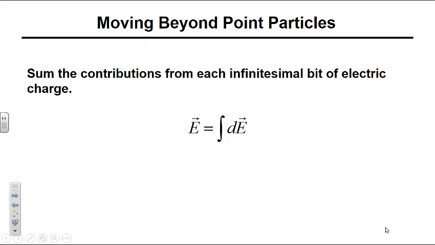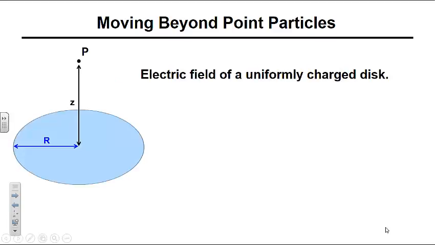We can determine the electric field of a distribution of electric charge by summing the contributions from tiny bits of electric charge in the distribution. In the limit that these bits of electric charge are infinitesimally small, this summation becomes an integration. For example, let's calculate the electric field of a uniformly charged disk, a distance z away from the center of the disk, along the longitudinal axis of the disk.